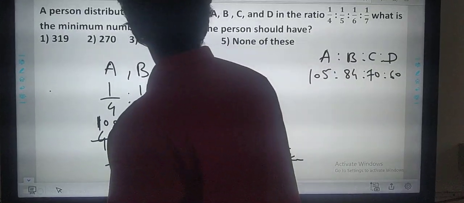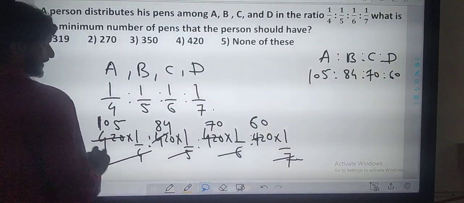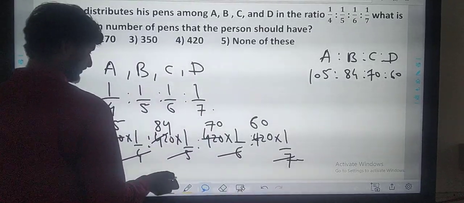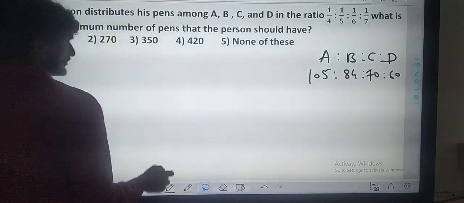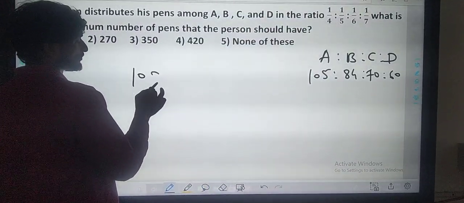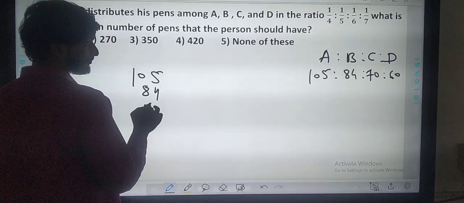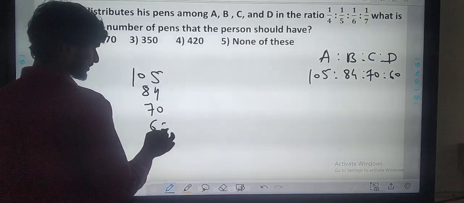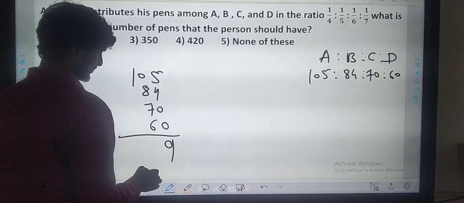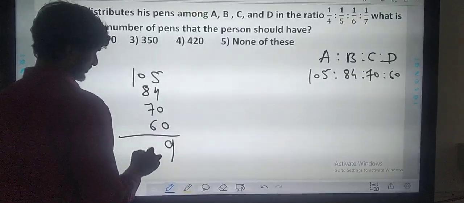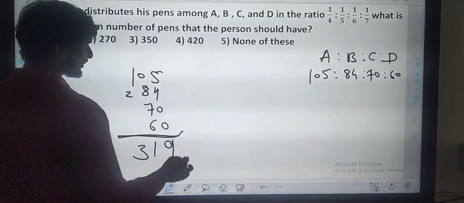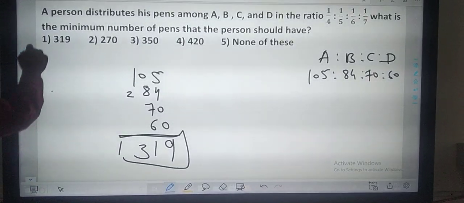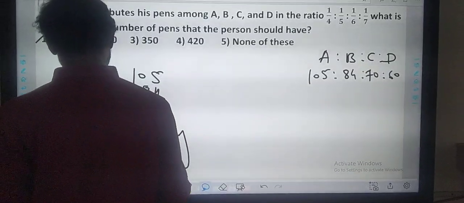Then the minimum number of pens means we get the addition of these proportions. 105 plus 84 plus 70 plus 60, we get the addition, 319. Then the minimum number of pens is 319 pens.